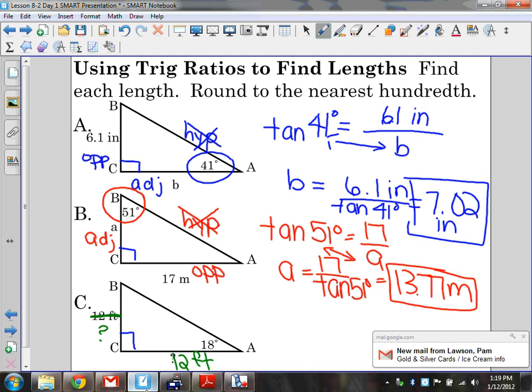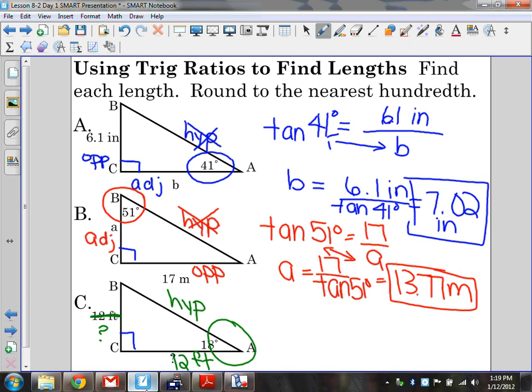So in letter C, what angle are we solving for? Or what angle do we know? A. Not angle 18, angle A. Okay, so that's the angle we're going to circle. Now let's label our triangle. What's side AB? Hypotenuse. What's side BC? Opposite. Notice that it's the leg of the triangle that does not touch the angle. So that would make AC what? Adjacent. It does touch the angle here.